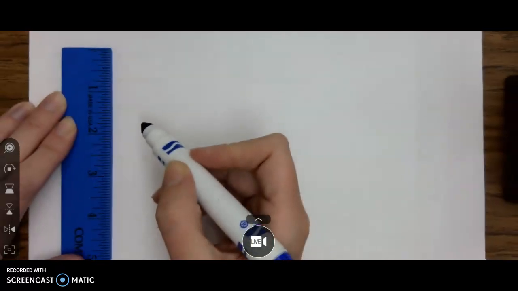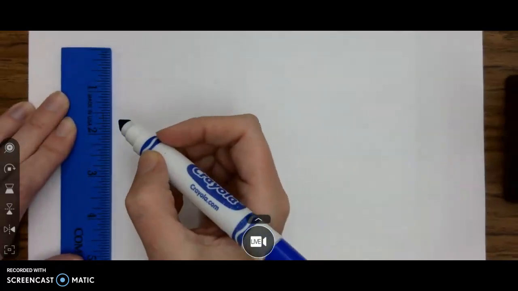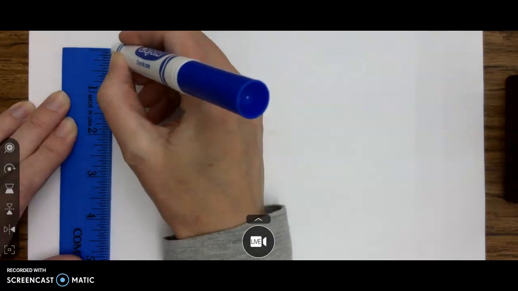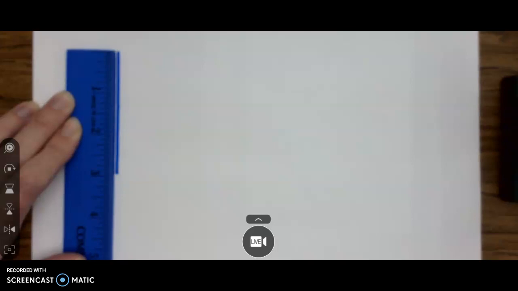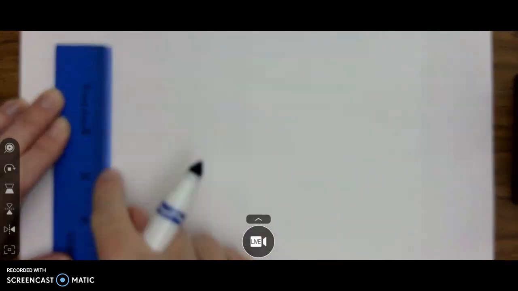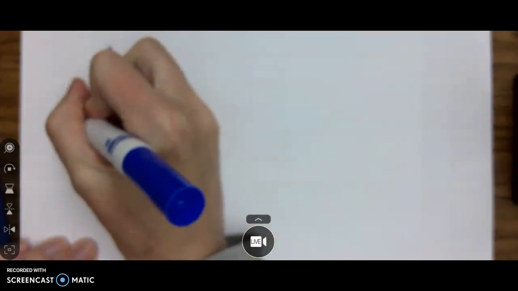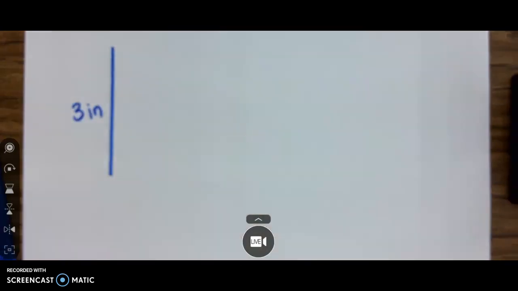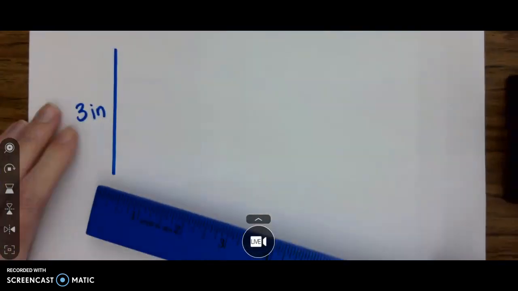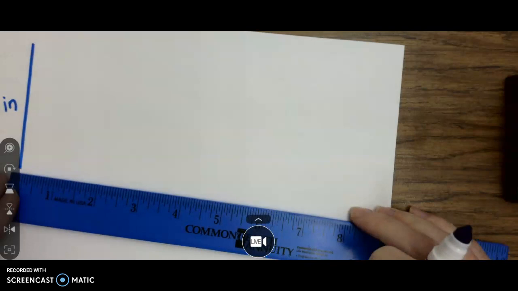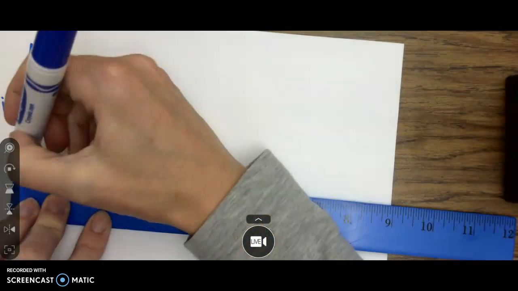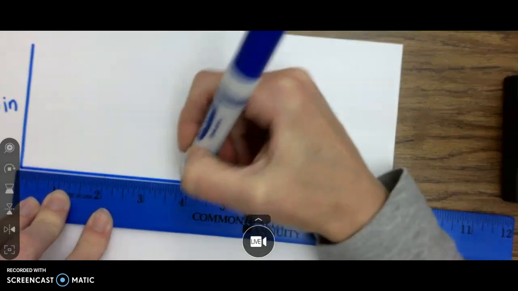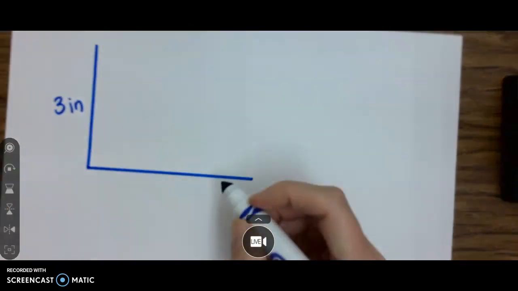Today we are going to learn about the Pythagorean Theorem. I'm going to draw a right triangle because the Pythagorean Theorem is used to help you solve the length of the missing side. So this line is 3 inches. And then I'm going to draw one going this way, and it should form a perfect corner or a right angle. I'm going to make that one 4 inches.